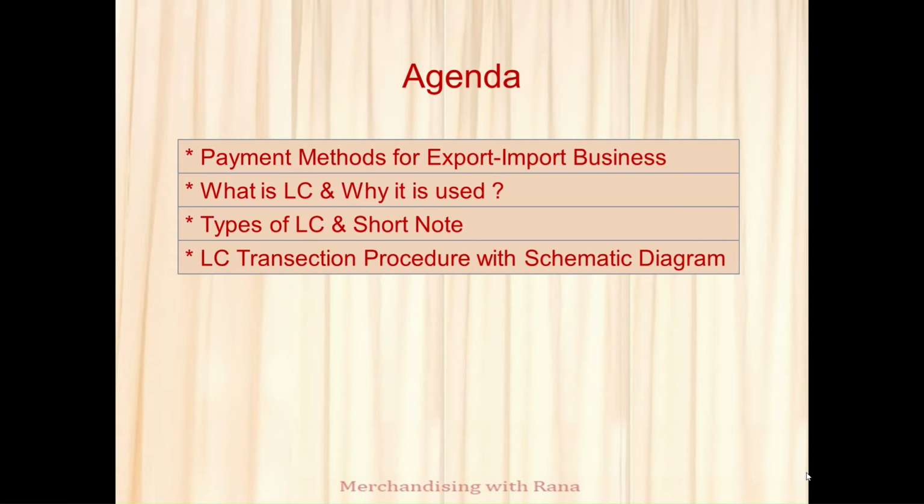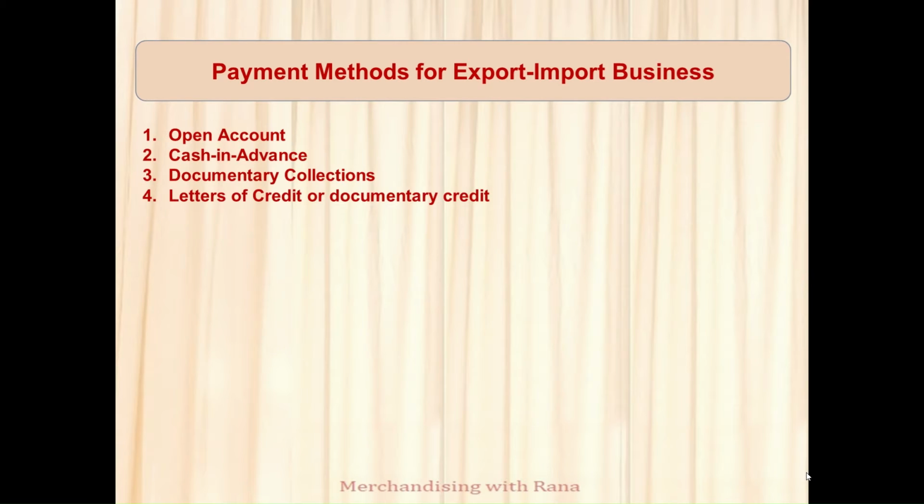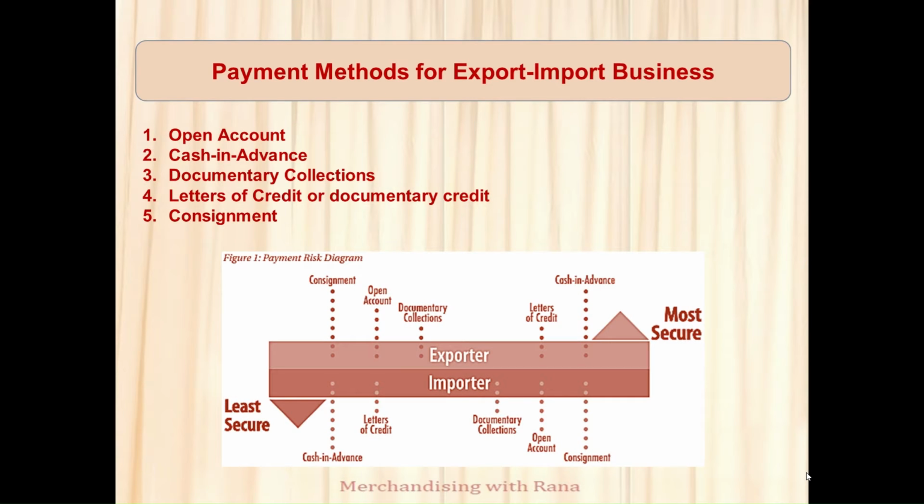Today I'm going to discuss payment methods for export and import business, what is LC and why it is used, types of LC and a short note on this, and the LC transaction procedure with a schematic diagram. Payment methods for export and import business: first, open account, then cash in advance, documentary collections, letter of credit or documentary credit, and consignment.